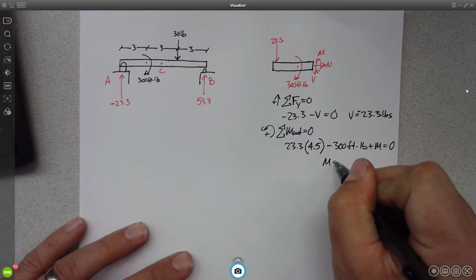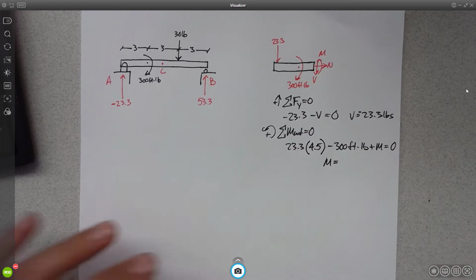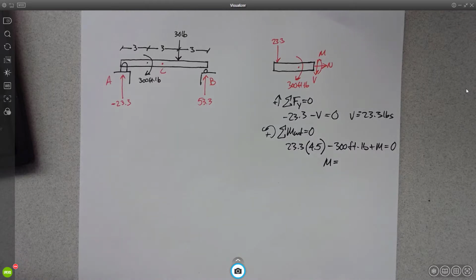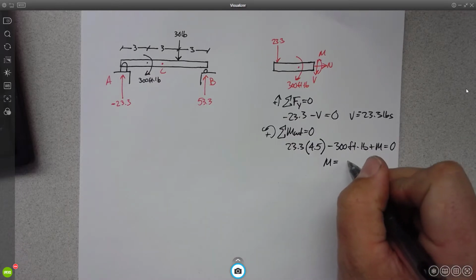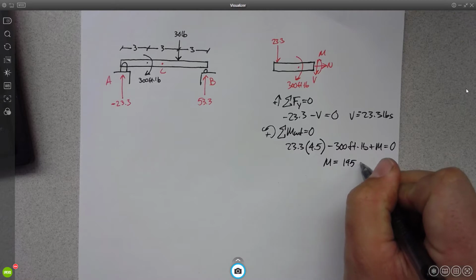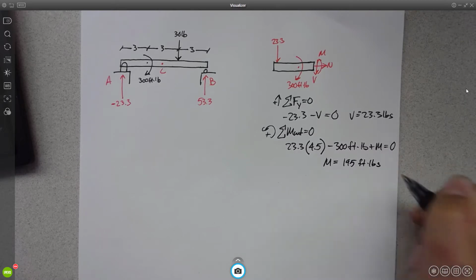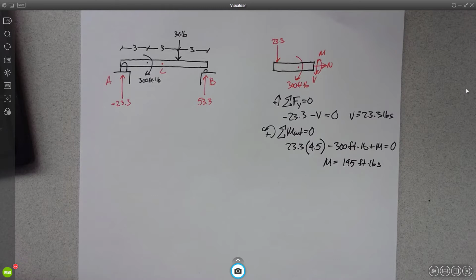What'd you get for the moment? Looks like I'm going to go with like 195 foot-pounds. Is that what you guys got? Yeah? Brandon did. Anyone else?